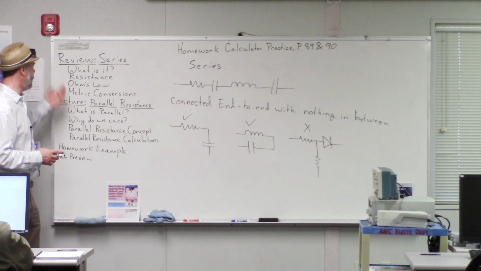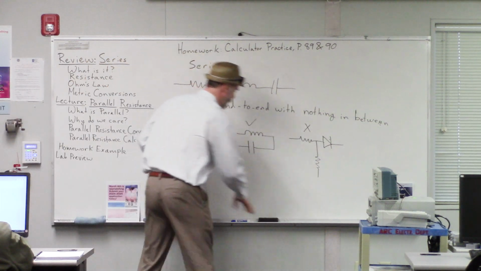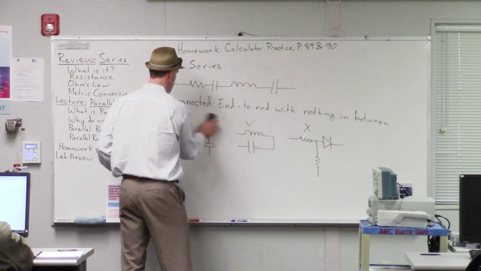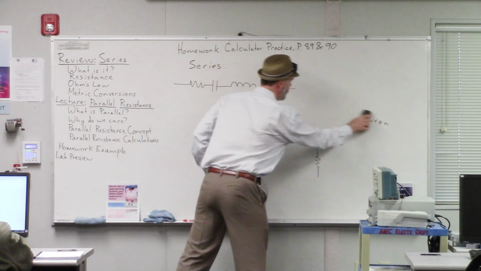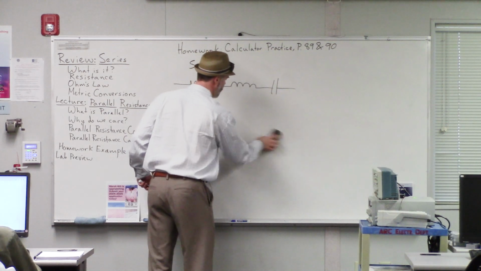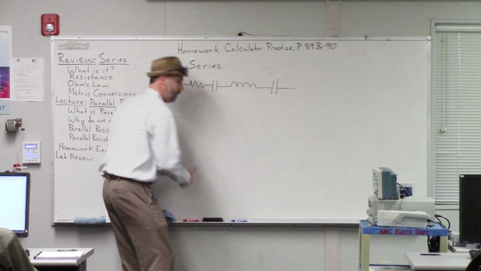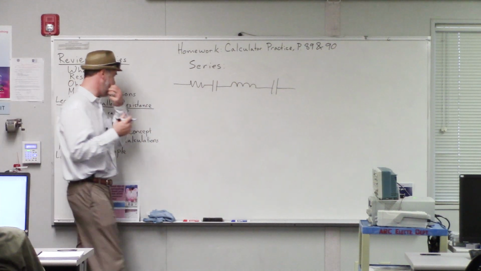Then we talked a little bit about series resistance. And we said that resistance is pretty easy to calculate in a series circuit. What do you have to do to find the equivalent resistance for a series circuit? Yeah, you just add the values together.